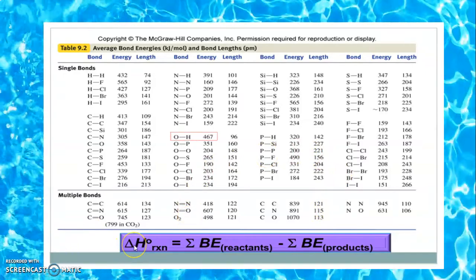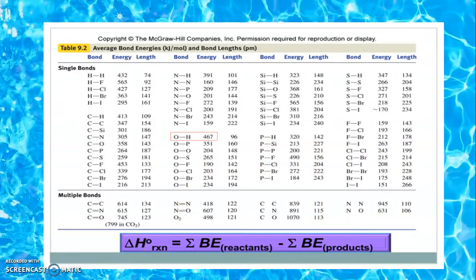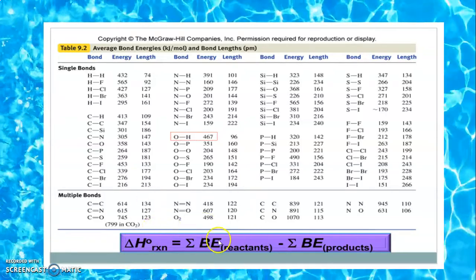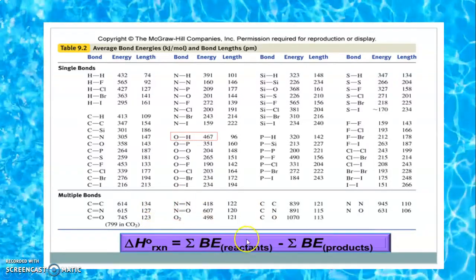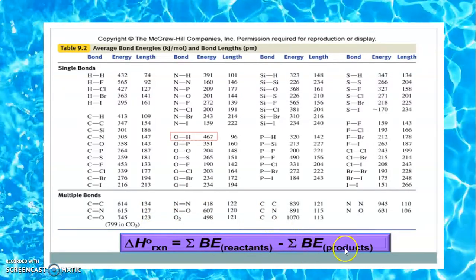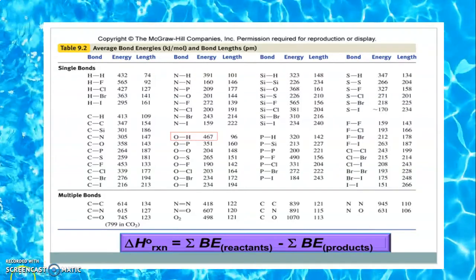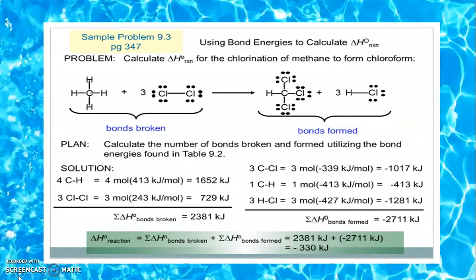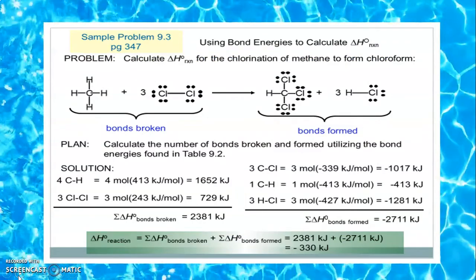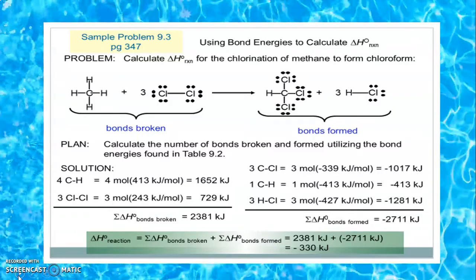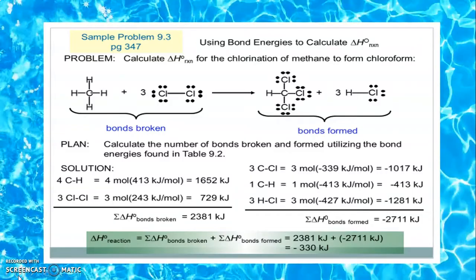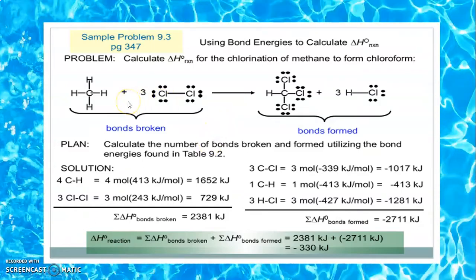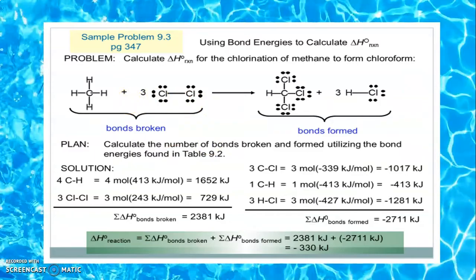So you can use this formula based on the bond enthalpy data to calculate enthalpy change of reaction. So the formula is the sum of the bond enthalpy of the reactants minus the sum of the bond enthalpy of the products. As an example, calculate the enthalpy of reaction for the chlorination of methane to form chloroform. So you must write the balanced chemical equation and also the Lewis structure.